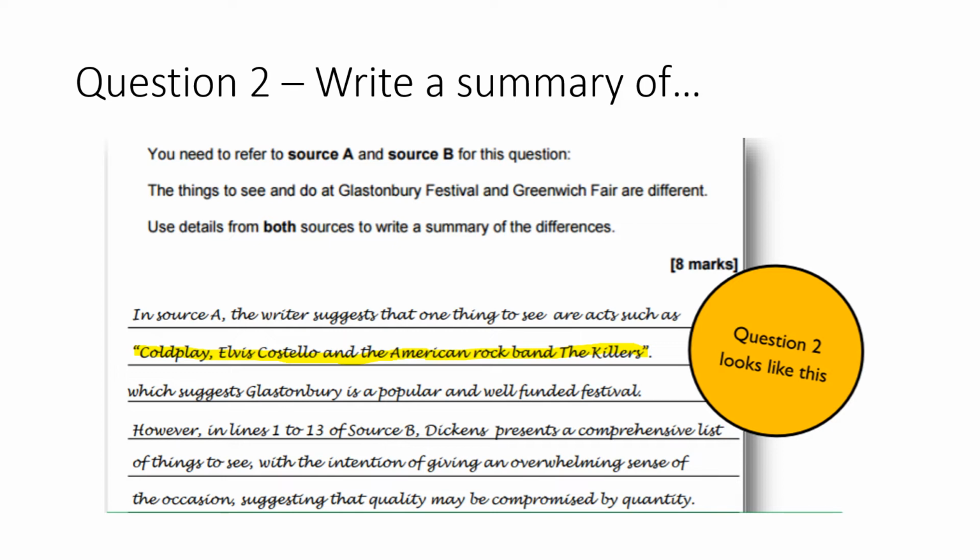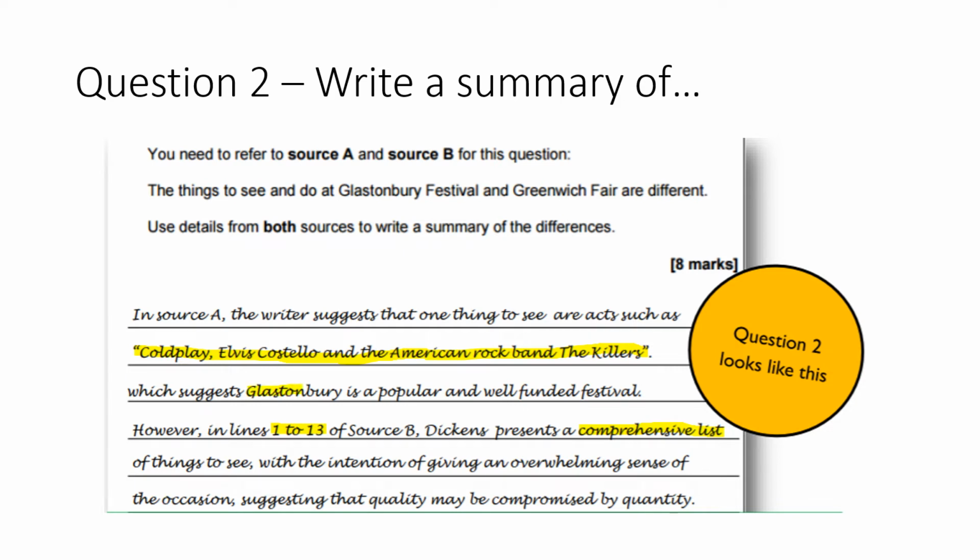In source B, they're talking between lines 1 to 13, and they're showing a comprehensive list. Okay, so there you've got one main difference. Source A is just saying that one thing you can see are the acts such as Coldplay, Elvis Costello, and The Killers. So they're only naming 3 specific bands there, whereas in lines 1 to 13, Charles Dickens is presenting a comprehensive list.